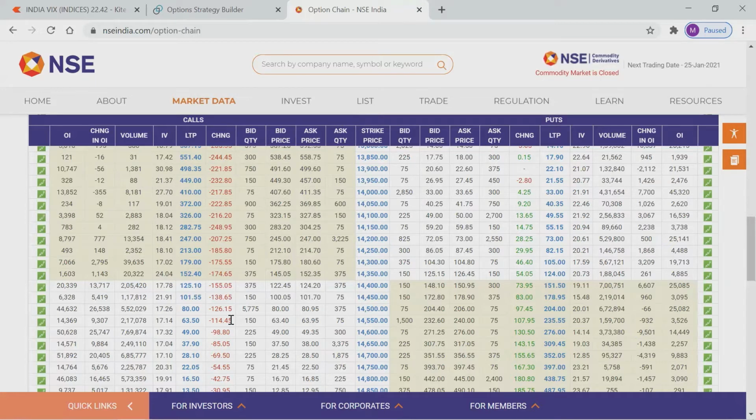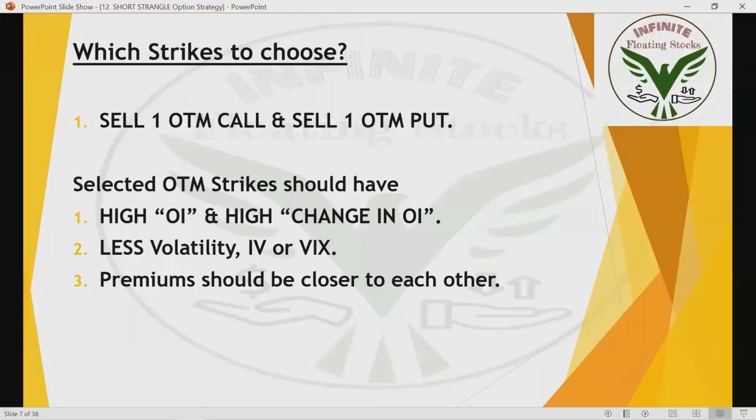You will find them. I mean, this data will change every time. In live market, the data will be changing every 2 minutes or 1 minute. So depending upon that movement, you will get premiums close to each other. So you will understand it when you are doing live trading. Now this is very important.